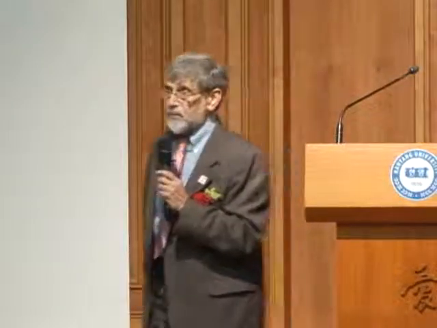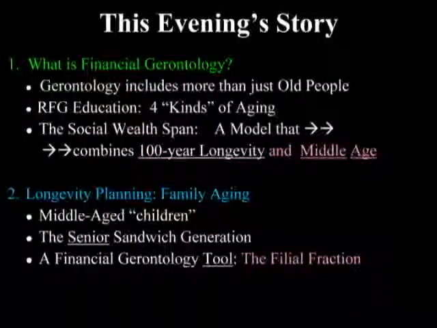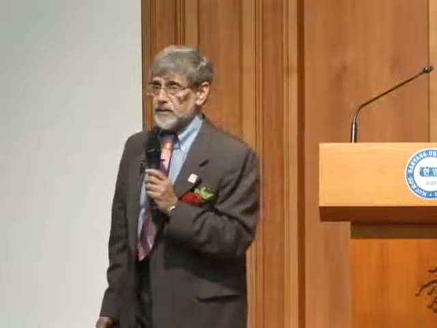And the second chapter to our short story is to talk about longevity planning, especially about family aging. We'll talk about middle-aged children. Some of you in the audience may be middle-aged children. I am one. We'll talk about the senior sandwich generation. And finally, we'll talk about a new financial gerontology tool, which I call the filial fraction.